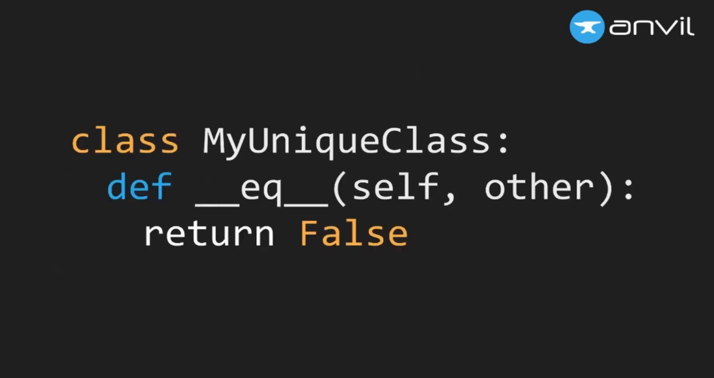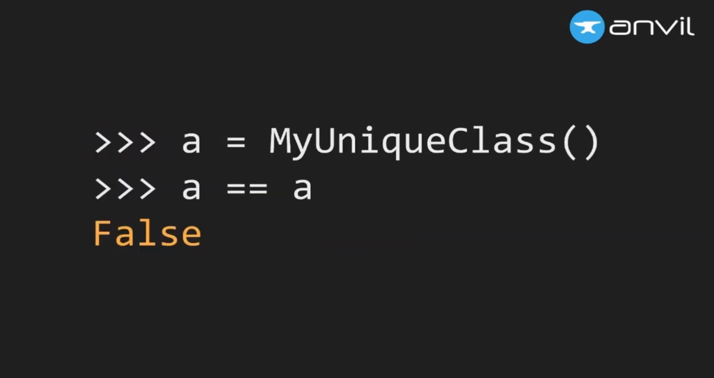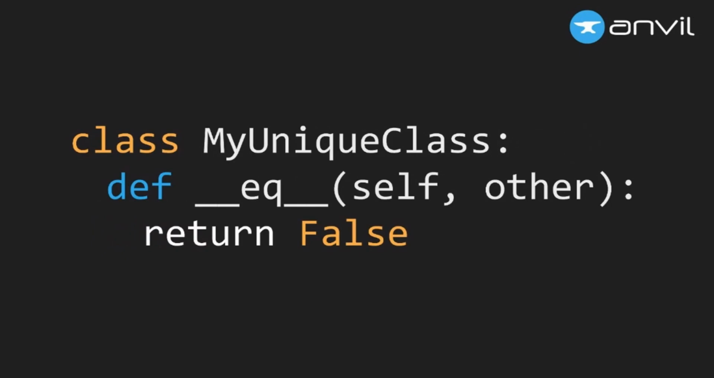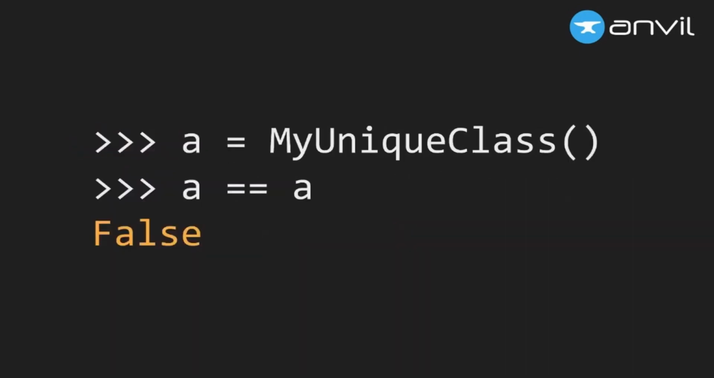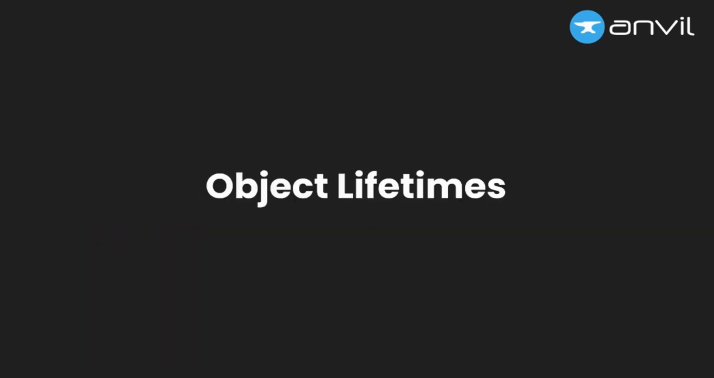We can, of course, do the opposite, always return false. And here we have a unique class that will never compare equal to another instance of this class. Not even itself. So we've instantiated my unique class and said, is A equals to A? Well, we're using the double underscore equals operator. And as we just saw, that always returns false, even if the instances are actually the same object. So you can see we can get some pretty funky behavior going on there.